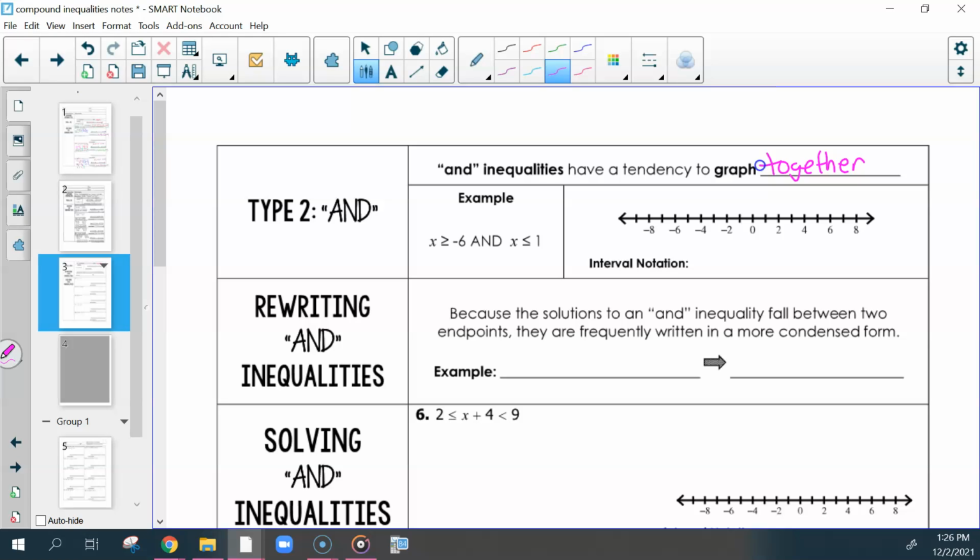So for this, if we have x is greater than or equal to negative 6, and x is less than or equal to 1, I'm going to graph this a couple different ways. One is with the arrows.